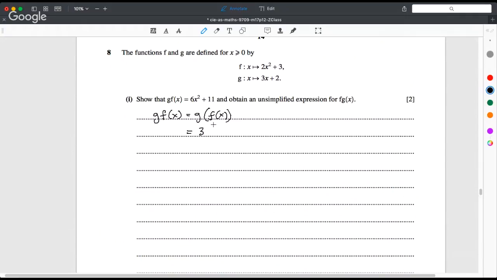So it's going to be 3 times f of x, which is 2x squared plus 3, all plus 2. And it's pretty straightforward to see that that's going to give you 6x squared plus 11. And they want an unsimplified expression for fg of x. Fg of x, which is f of g of x. Now, wherever you see x in the f expression, you put the whole of g. So it's 2 times (3x plus 2) all squared plus 3. And they say unsimplified, so you can just leave it like that.